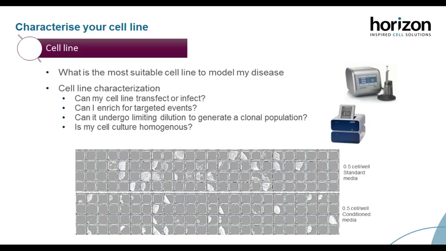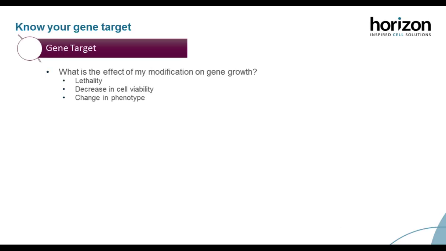So once you've characterized your cell line and found out that it can be genetically engineered, you should start thinking about your particular gene target, the particular gene that you're interested in. One of the first things you should think about is, what is the effect of my modification on cell growth? Will it be lethal to the cell or decrease the cell viability? Will the modification change my phenotype? And if it will change my phenotype, can I actually select for that phenotype? And is it important to select the cells for this phenotype before single cell diluting them?